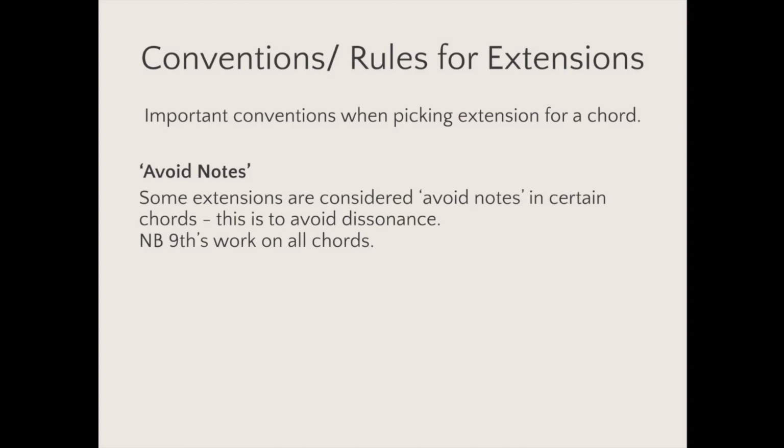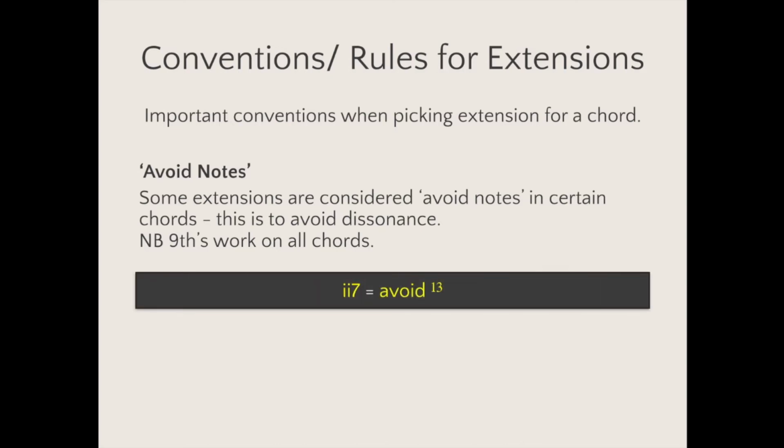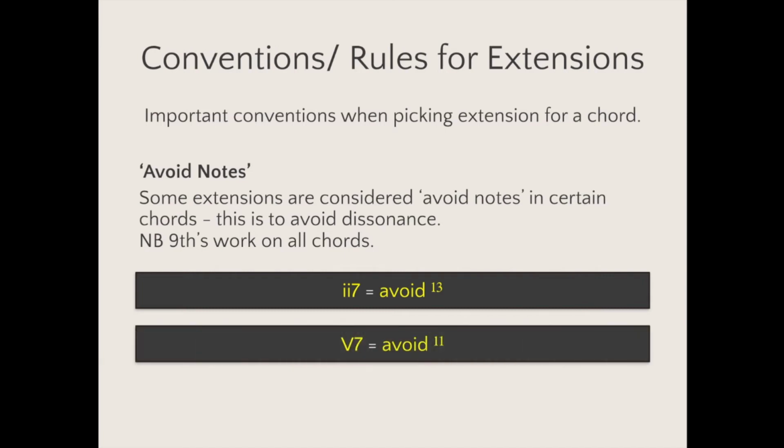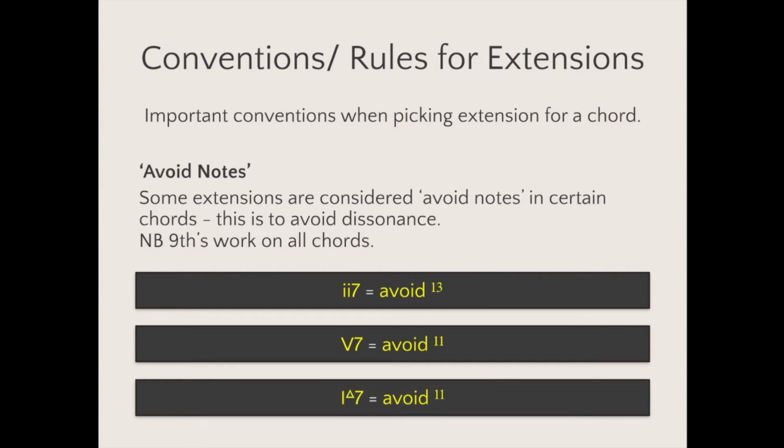So here are some rules. On a 2 minor 7, we tend to avoid the 13. On a 5-7, or a dominant, we avoid the 11th. And as we found out earlier, on the 1 major 7, we avoid the 11.